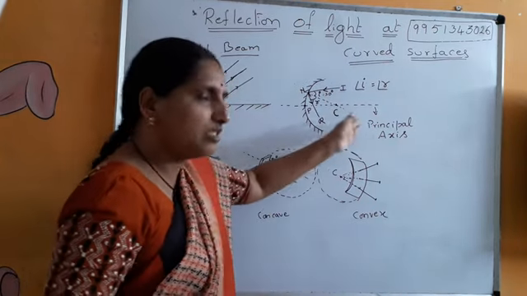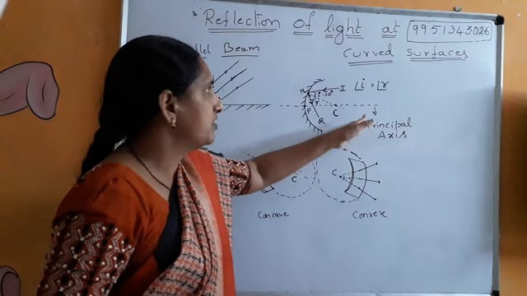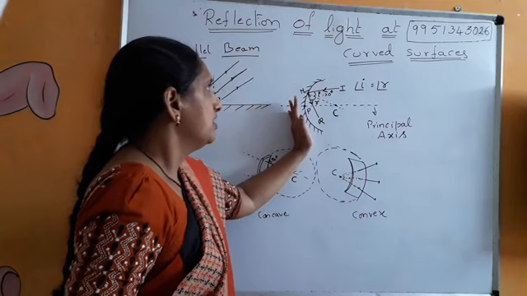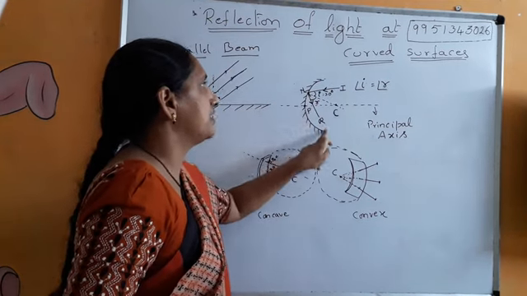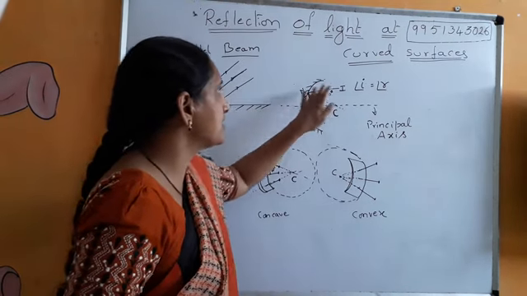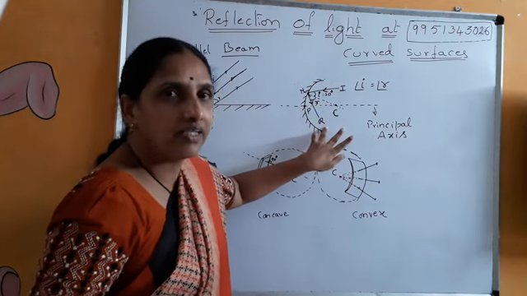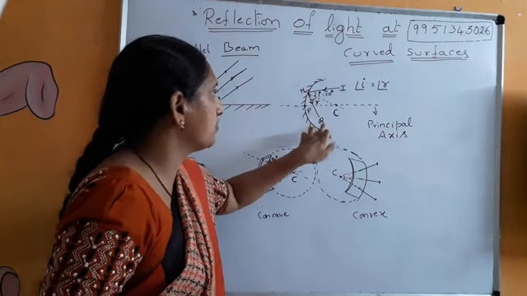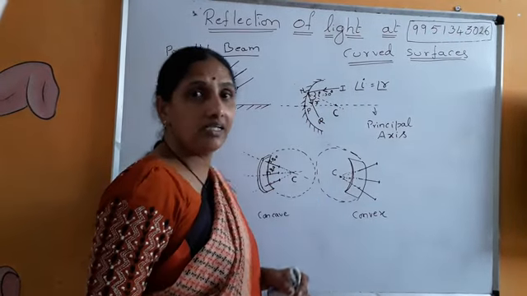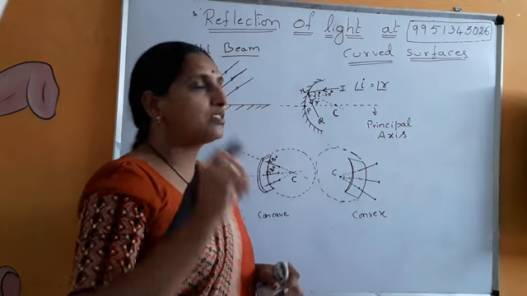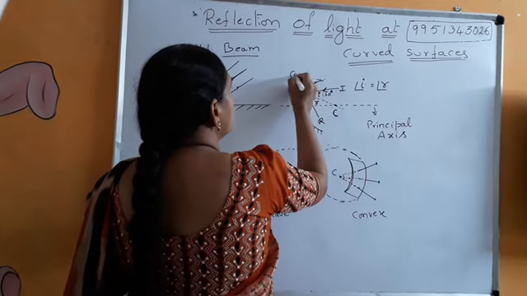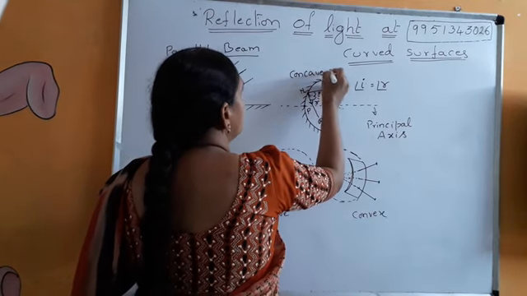Why did we do all this? We did all this only to study how the ray gets reflected back on the curved surface. If the ray is incident on the curved surface, this is how the ray gets reflected back. Is that clear? Again, I will repeat this once again. I have considered a concave mirror.